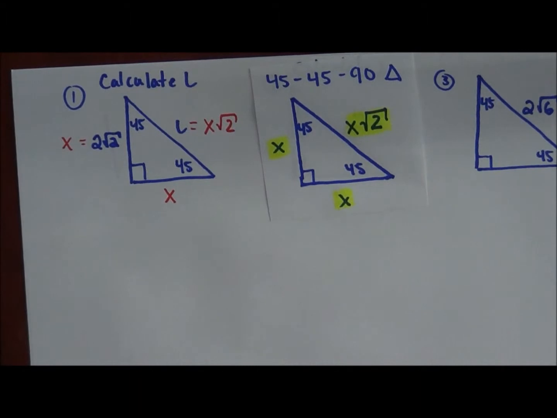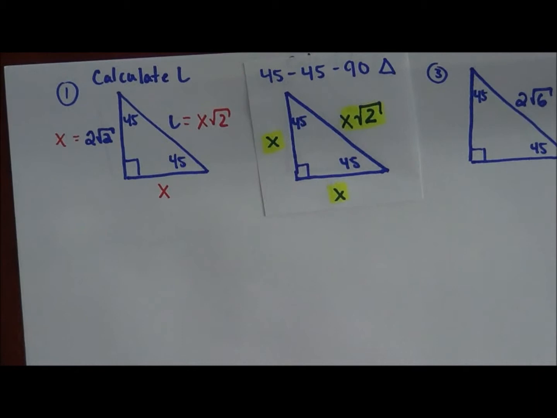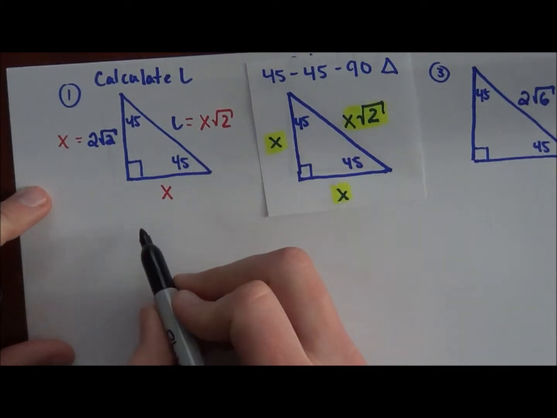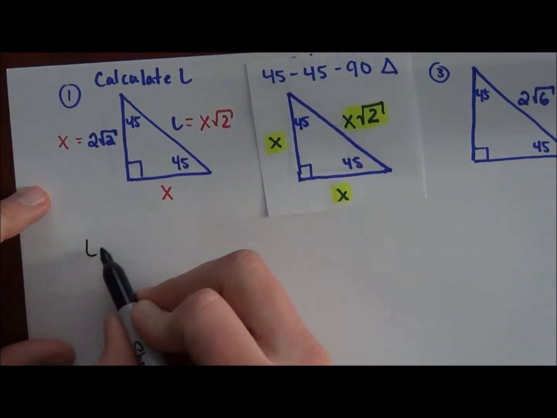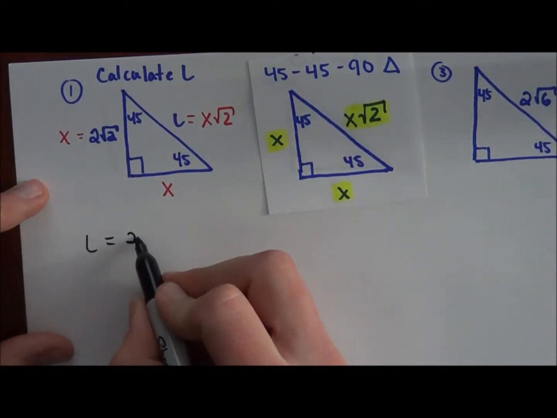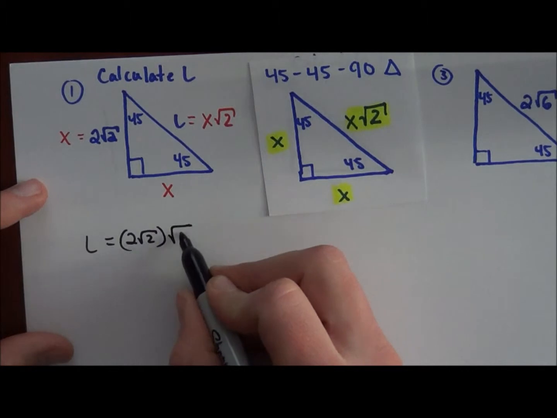Now I look at it and ask which one of these allows me to solve for x. And lo and behold, x is already solved for: it is 2 root 2. To calculate the value of L, I simply do a little substitution. So L is now equivalent to x, which is 2 root 2, and I'm going to multiply that by root 2.